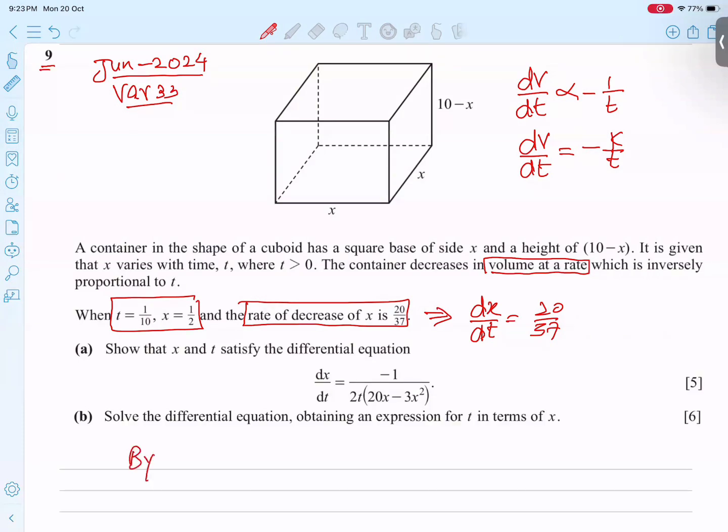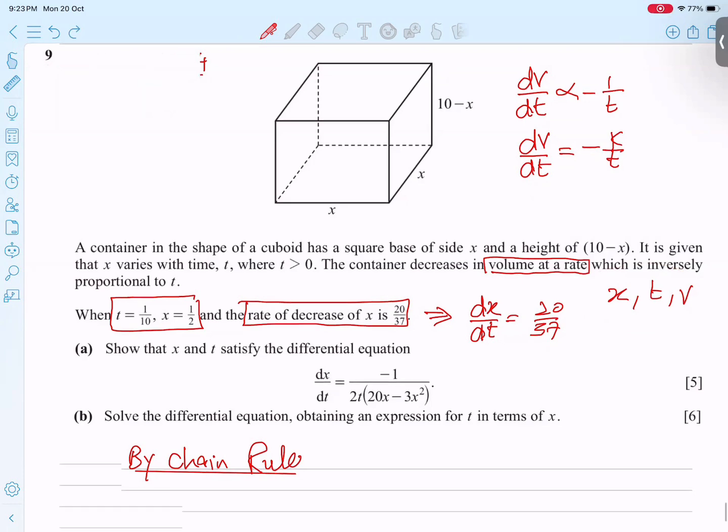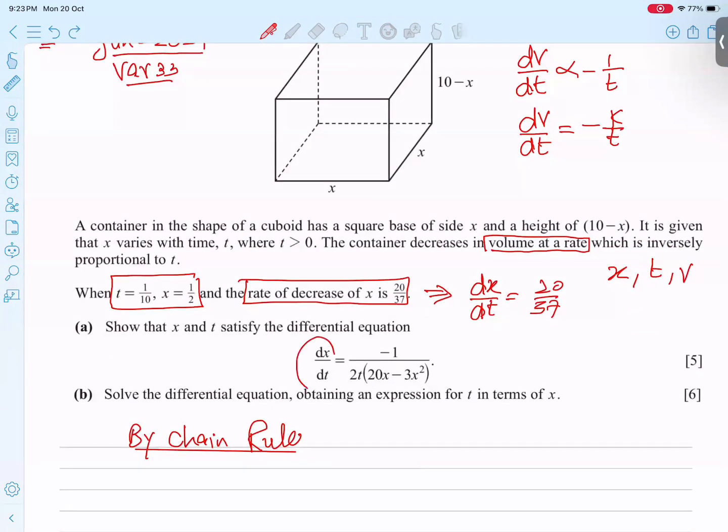So by chain rule, repeat my words: whenever more than two variables are involved in a question, for example in this question we have three variables, x and t and V for volume. So three parameters are used in this question. But how to write the formula? This is my target to achieve. What is the target to achieve? Start from there. So dx by dt is my task.